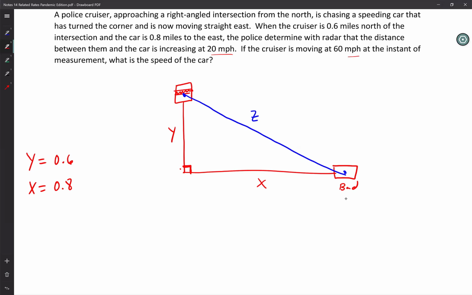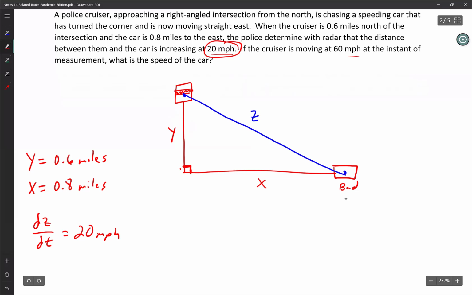And let's see, they give me 20 miles per hour. It's a rate of change. Is it dx/dt, is it dy/dt, or is it dz/dt? Perfect, it's dz/dt. Look, the police determined with radar that the distance between them and the car is increasing at 20 miles per hour. That is dz/dt. And then if you want to put units so you can know where you're at. All right, so what am I missing?